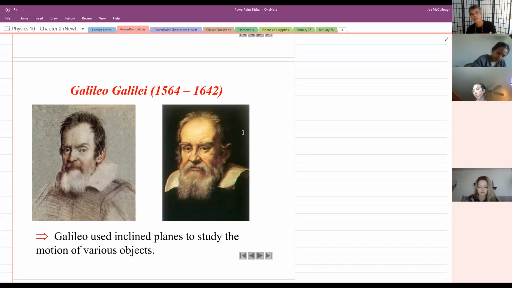Now, why did he use inclined planes? Why didn't he just drop objects and look at their motion? Well, if you think about it, in the mid to late 1500s, they didn't have accurate timing pieces like we have now. They didn't have stopwatches or things like that. So a quick little question, does anybody know what Galileo used to measure time?